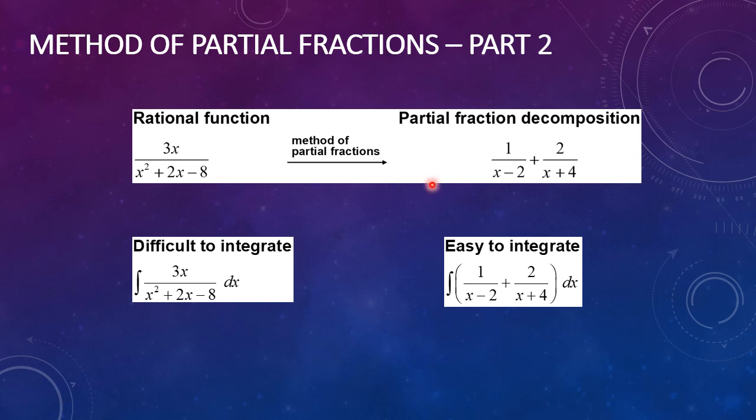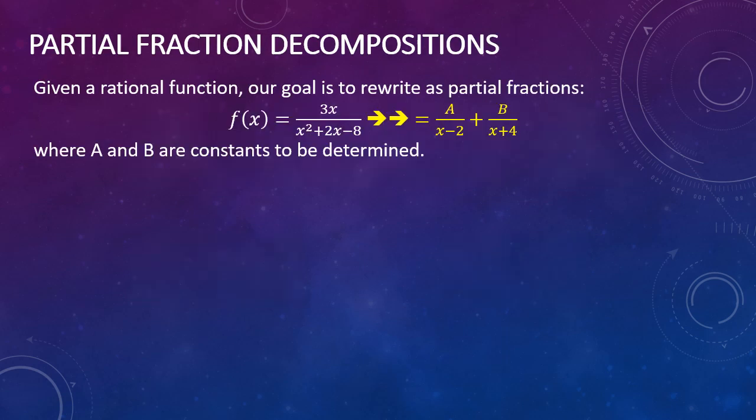So what you see here is the problem we just looked at, but going in the opposite direction. We have a rational function that we take through this method of partial fractions, which then gives us a decomposition into multiple partial fractions. The original rational expression is difficult to integrate, whereas these two partial fractions are much easier to do so. So let's look at how this is done.